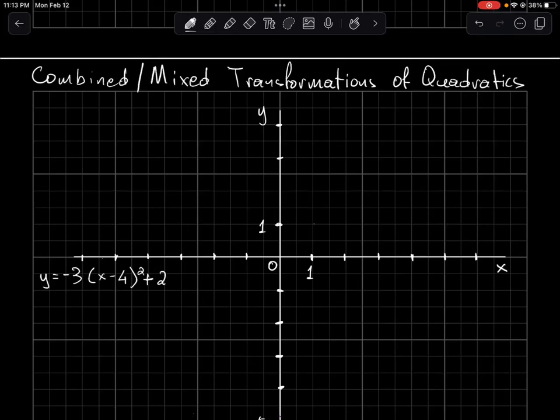Hello, here we'll do a real life example. We're going to try to graph this quadratic function. It's a case of combined or mixed transformations. I know it's a quadratic because I see the square. So what I'm going to do is start with the parent function, which is the parent quadratic.